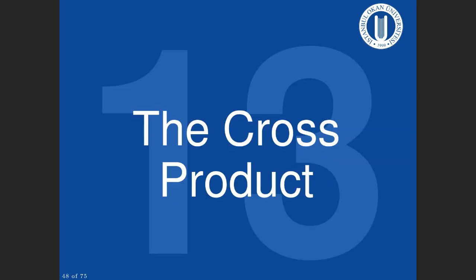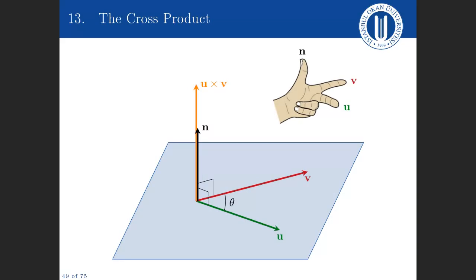Our third and final chapter for this week's lesson is the idea of the cross product. This is another way to combine two vectors together. Again, we're going to need to use our left hand. Imagine holding up your left hand and hold it in such a way that your second finger points in the same direction as u, your first finger points in the same direction as v, and then your thumb is going to give us a new vector n. N will tell us the direction of u cross v.